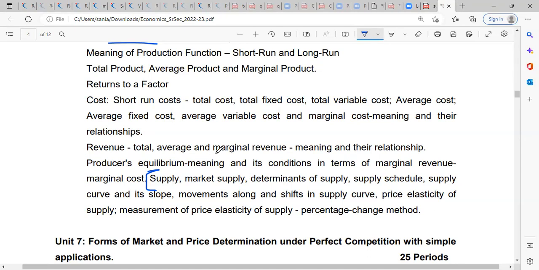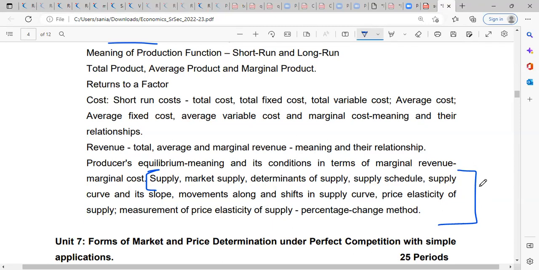First of all, before starting with the supply chapter, you will write the syllabus, like what we are going to study in the supply chapter. So first of all, you will write chapter supply, and this is your syllabus. In the supply chapter, you are going to study what is supply, market supply, determinants of supply, supply schedule, supply curve and its slope, movement along and shift in supply curve, price elasticity of supply, measurement of price elasticity of supply, and percentage change method. So these are the things which we are going to study in the supply chapter, right?